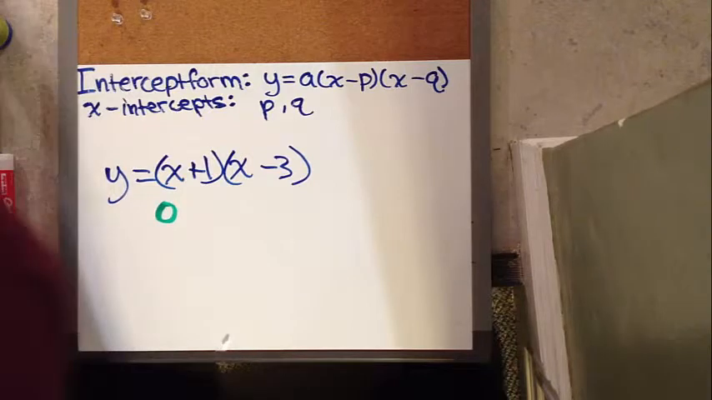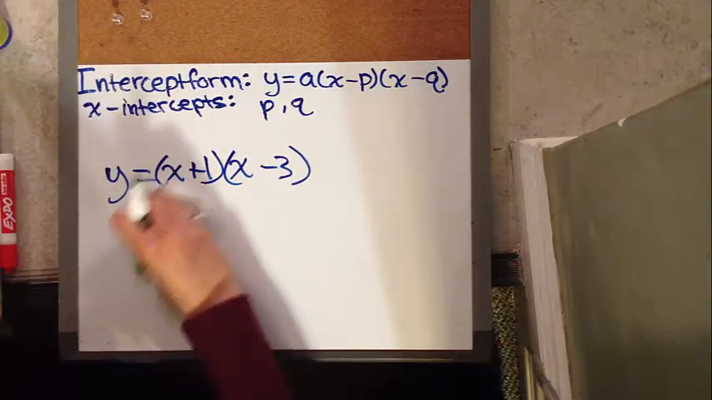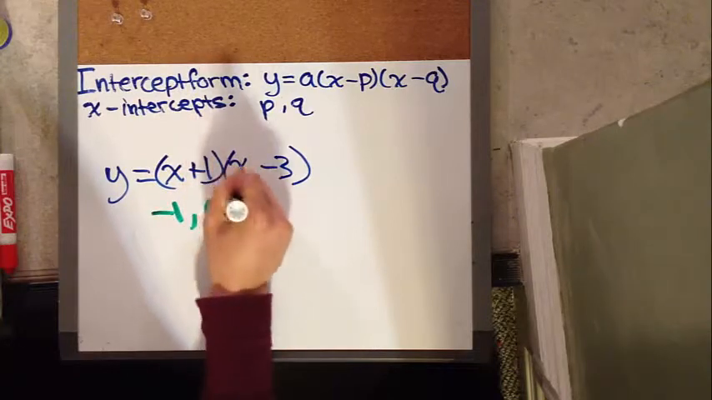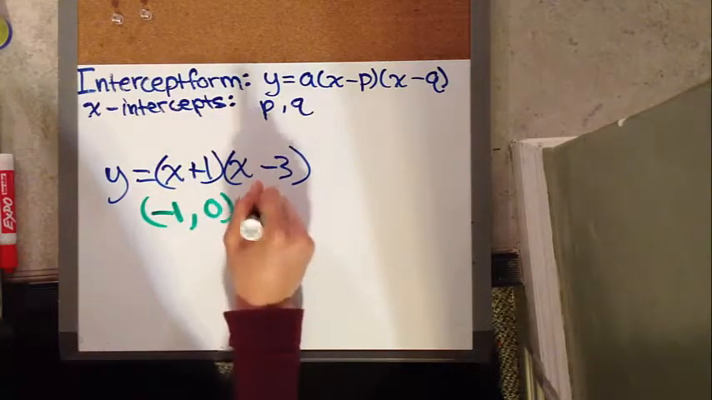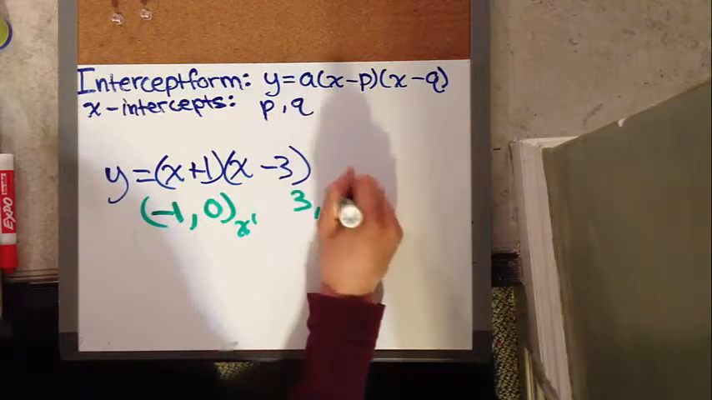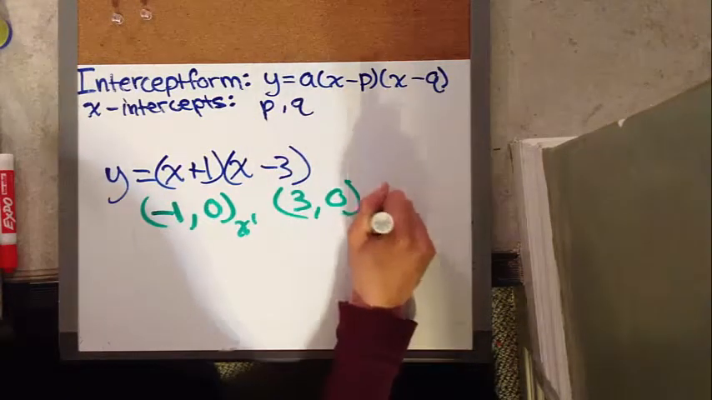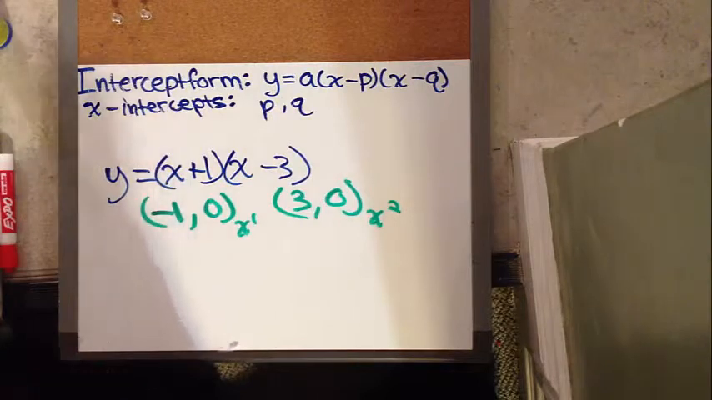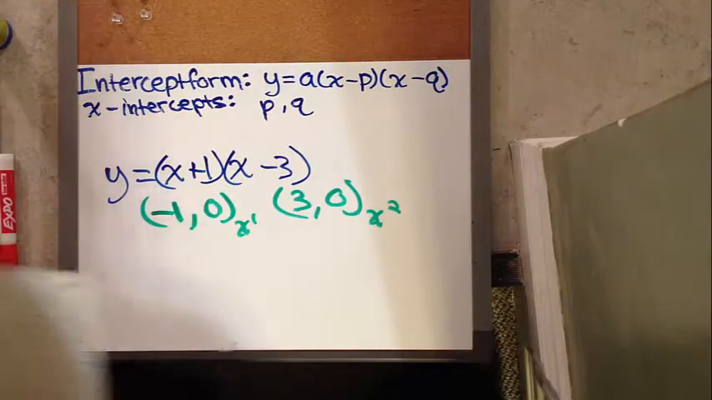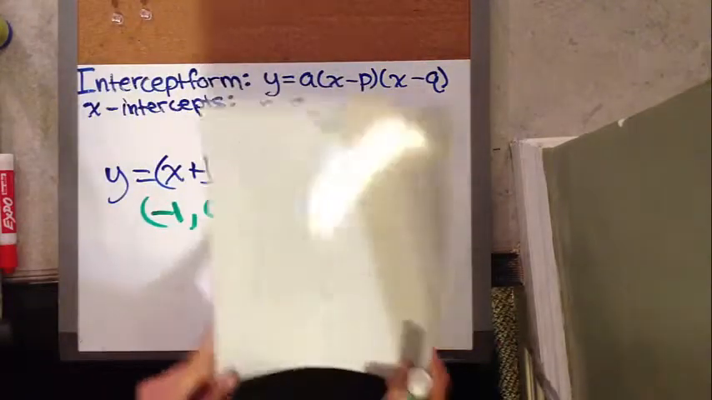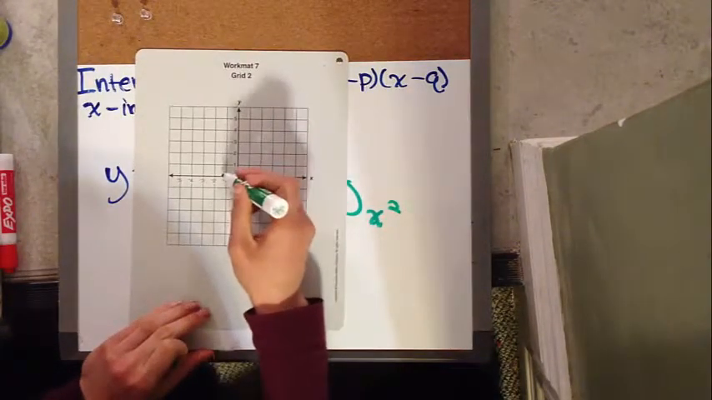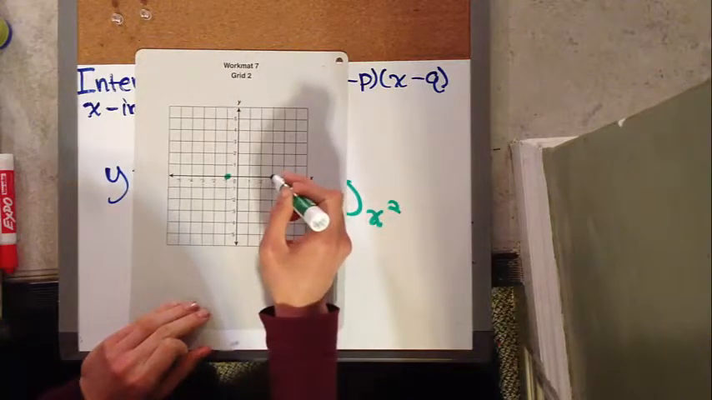Just kidding, not 0. It is -1, 0. Our second x-intercept is 3, 0. Now that we have these points, we need to plot them on our graph. So -1 and 3.